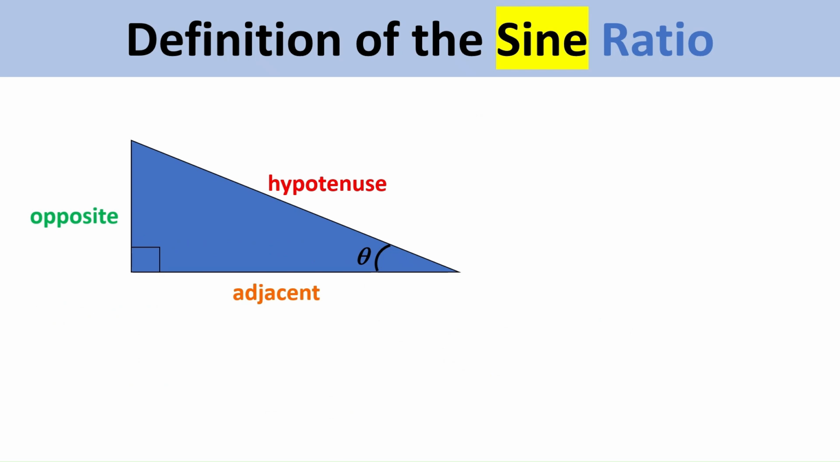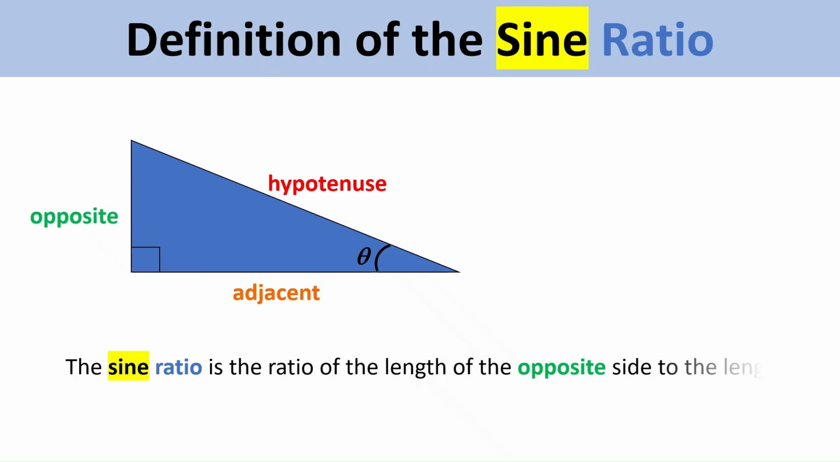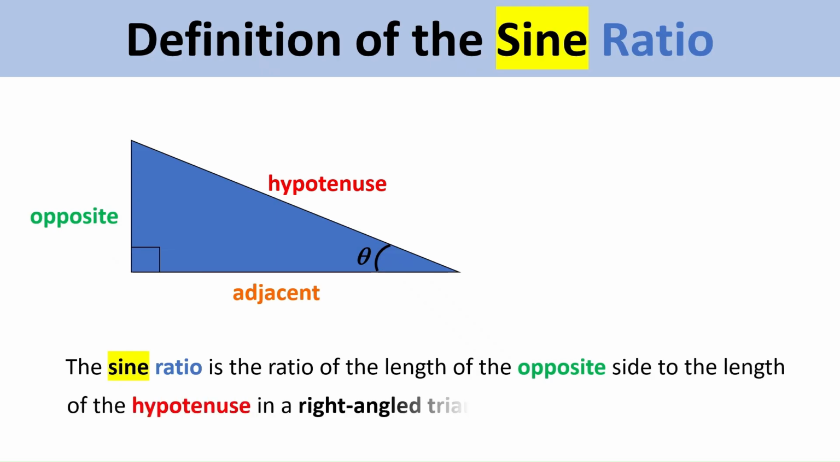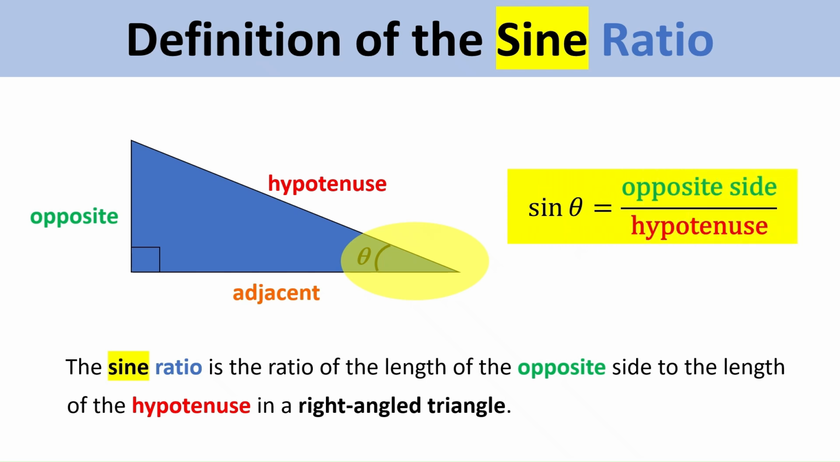In a right-angled triangle, the sine ratio is defined as the ratio of the length of the opposite side to the length of the hypotenuse. Since the opposite side can only be determined with reference to an angle, say theta, we use the notation sine theta to represent the sine ratio as a fraction. Do note that the letters sin are the short form for sine.